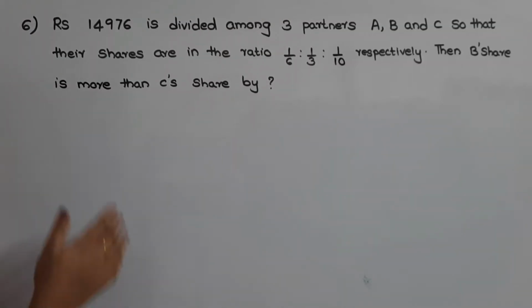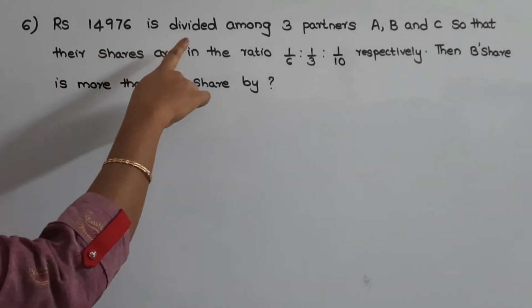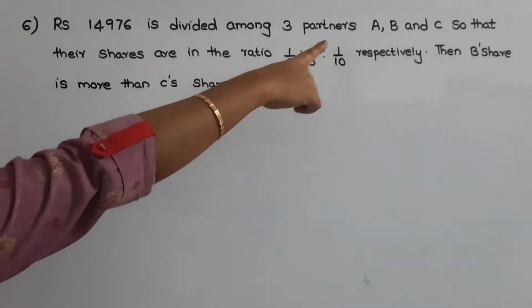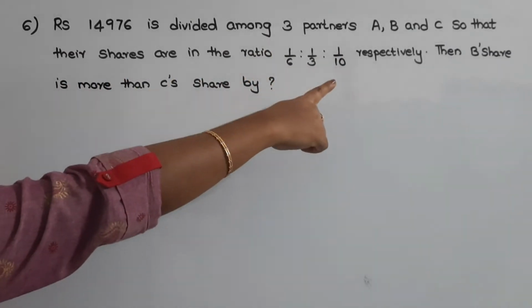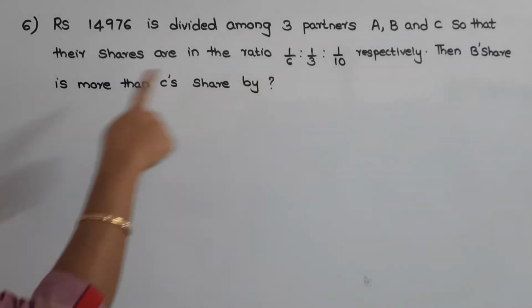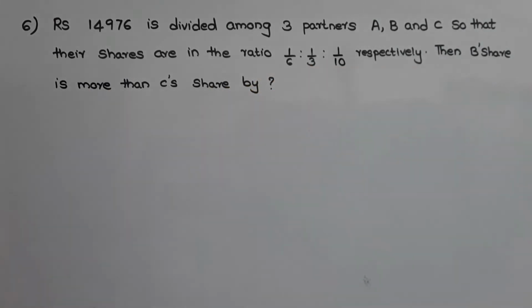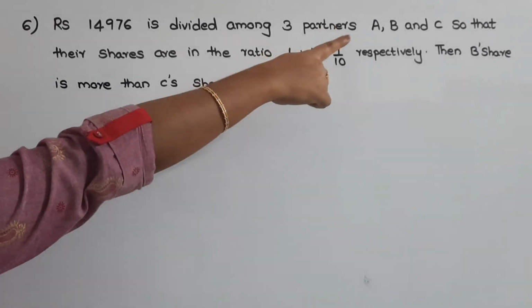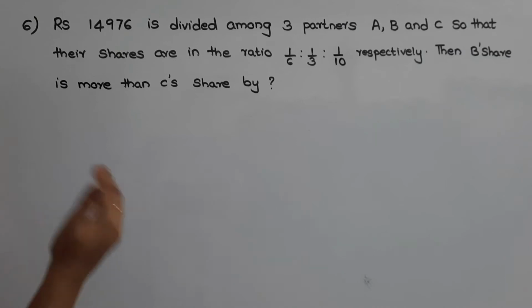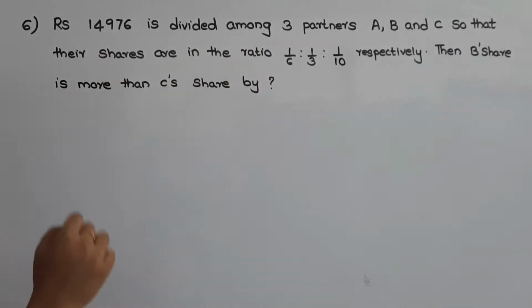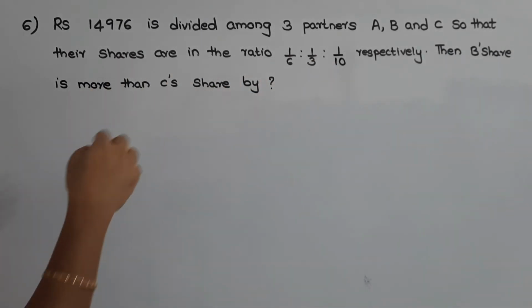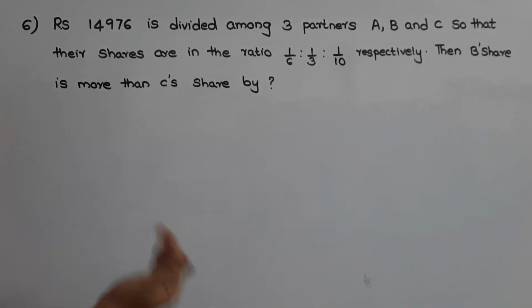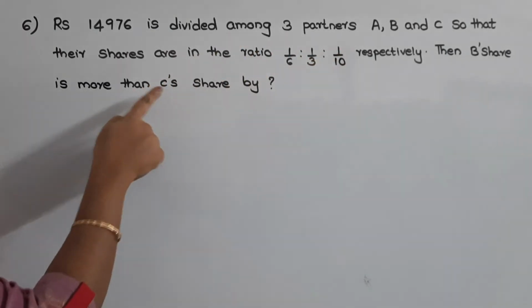The next question is, rupees 14,976 is divided among 3 partners A, B and C so that their shares are in the ratio 1/6, 1/3, 1/10 respectively. Then B's share is more than C's share by. So in this question they have given the ratios of the shares of 3 partners A, B and C. They have also given the total amount of the shares. So we need to find out by what amount B's share is more than C's share, or the difference between the shares of B and C.